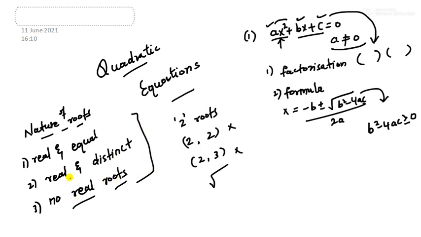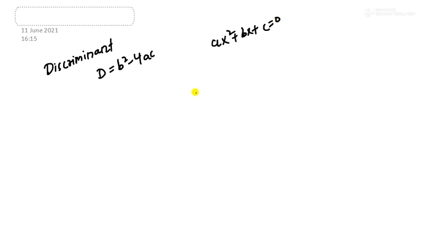Now how are we going to find whether the given equation consists of real and equal roots, real and distinct roots, or no real roots? For that we have a formula. We call it the discriminant. It is denoted by capital letter D, which is equal to b square minus 4ac. Now in this equation, ax square plus bx plus c equals 0, b is the coefficient of x, a is the coefficient of x square, and c is the constant.